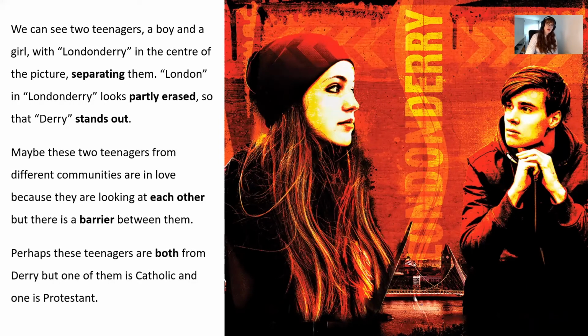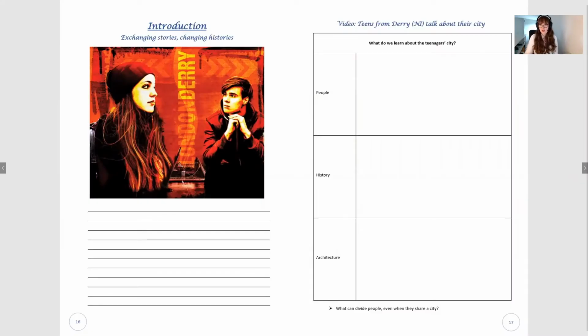So that's why I'm insisting that maybe one of them is Catholic, maybe one of them is Protestant, because in Northern Ireland, it was extremely difficult for people from those two religions to get together, to be friends, or to date. If you take your brochure, you'll see that we are going to watch a video called Teens from Derry in Northern Ireland talk about their city.